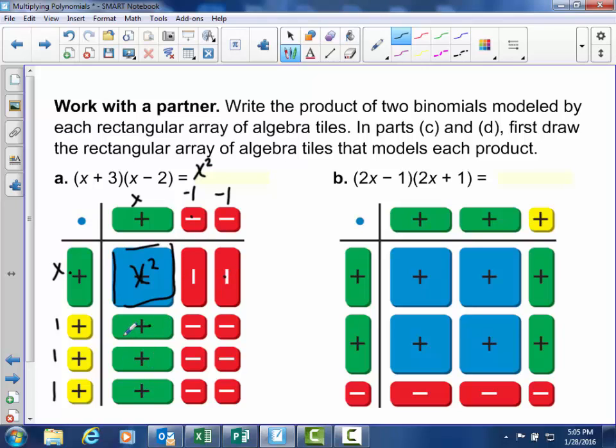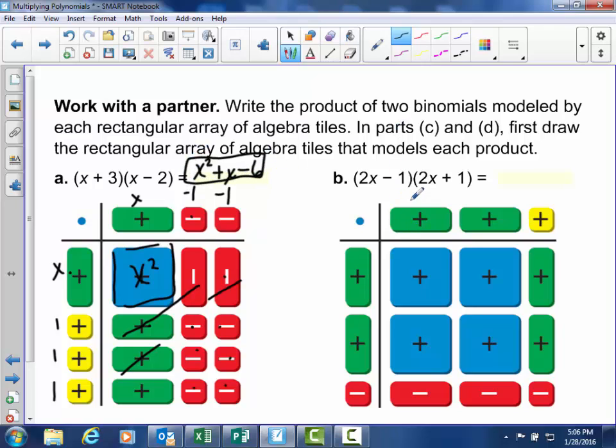Okay. So if we wrote down our answer here, we have one x squared term. We have 2 negative x's and 3 positive x. So if we use our zero pair rule, that's a zero pair, and that would be a zero pair. So we really just have x left. So plus x, positive x. And then we have 1, 2, 3, 4, 5, 6 negatives. So minus 6 would be our answer.